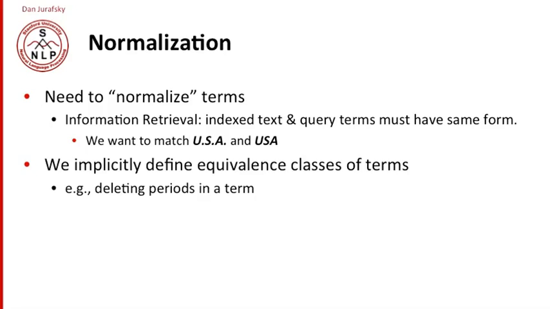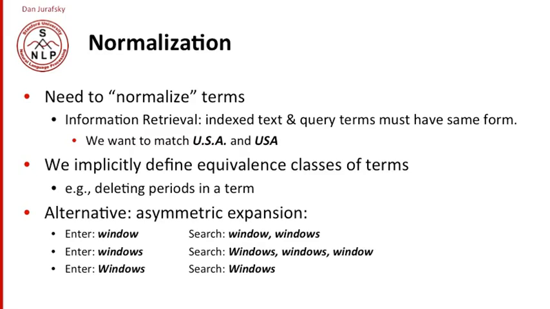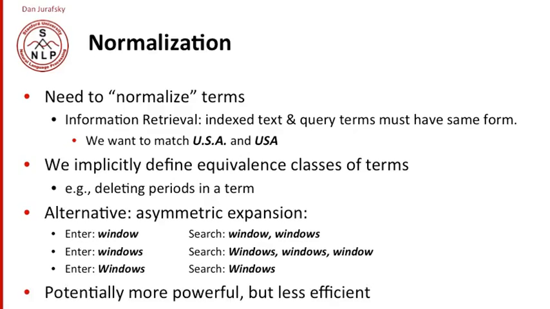So it's like implicitly defining some kind of equivalence class of terms. We might do this by always deleting periods, for example. We might have a rule that takes U.S.A. to USA. An alternative is some kind of asymmetric expansion. So for example, let's say we're doing information retrieval. If I enter the term window, I might want to search for window or windows or any morphological variant of the word window. But if I enter capital W Windows, I might only want to search for capital W Windows because the person's presumably looking for the product and not the part of your house. And this is a potentially more powerful algorithm, but less efficient and much more complicated. So in general, we use symmetric and relatively simple expansions.